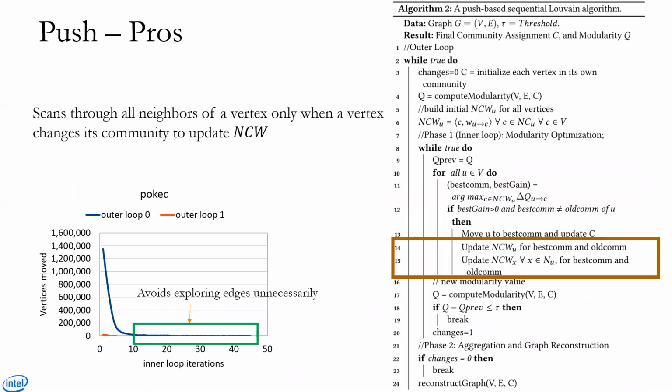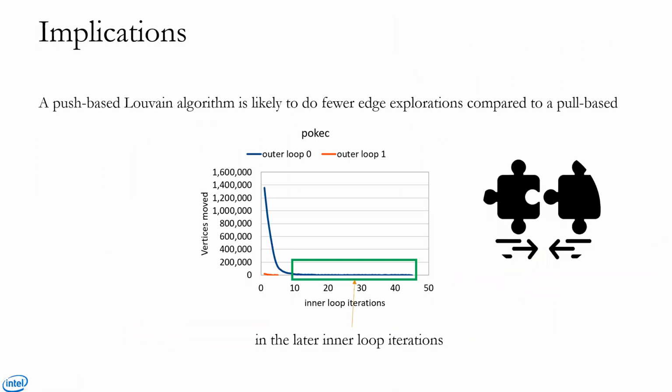On the other hand, a push-based algorithm scans through all neighbors only when a vertex changes its community. Hence, in this portion of the loop iteration space, it would avoid unnecessary edge exploration. Together, it means that a push-based algorithm is likely to do fewer edge explorations than a pull-based algorithm in the latter inner loop iterations and will likely be faster.